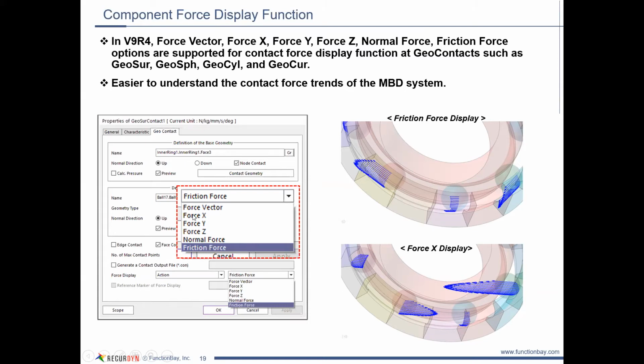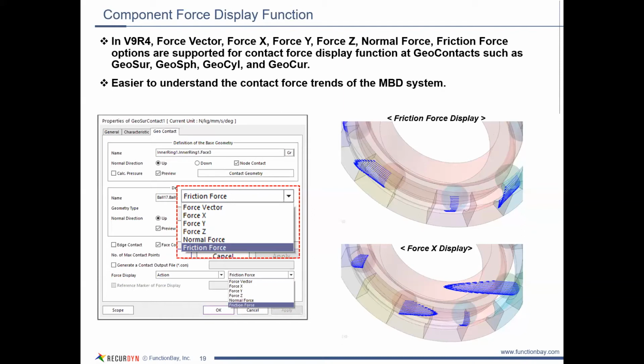But then you can separately say, just show me the forces in the x direction, y direction, z direction, normal force, or the friction force. And that can be really helpful, especially to separate out the friction force. An example of that is shown here on the right, in the middle. Sometimes to understand what's happening with regards to friction, it's really helpful to separate it out.